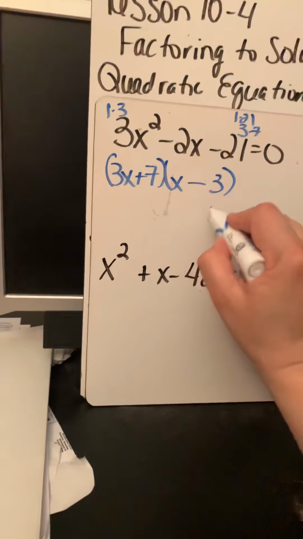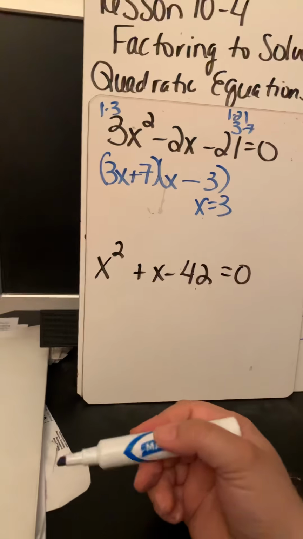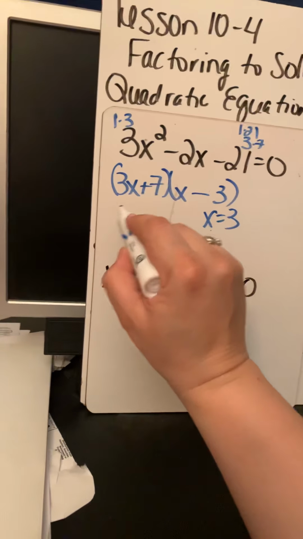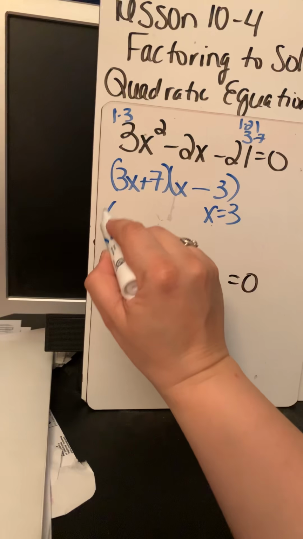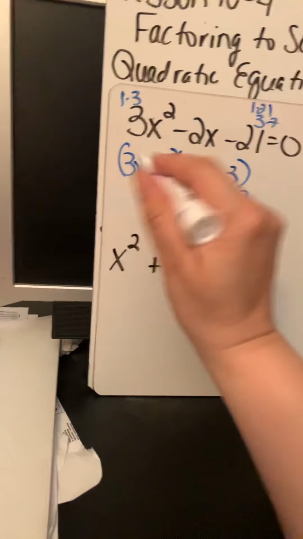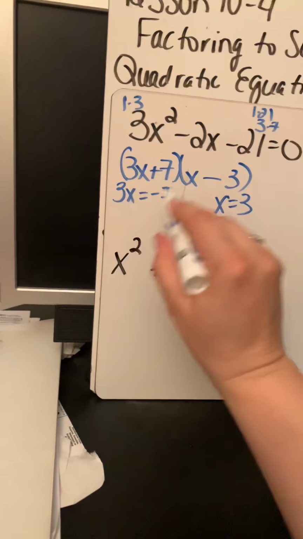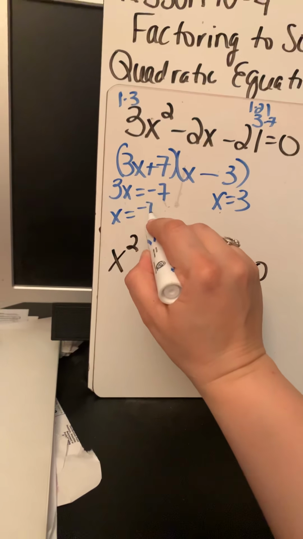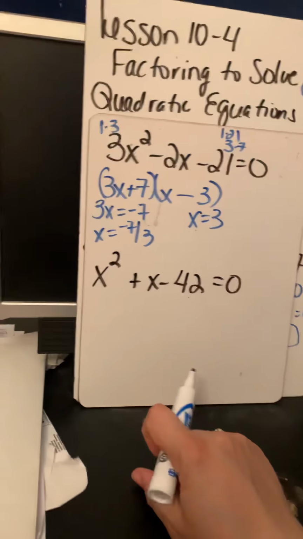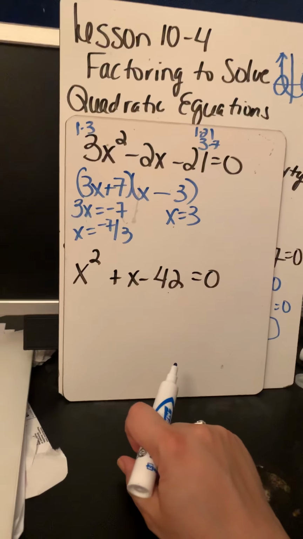So this one here, easy. Flip the sign on it. X equals 3. This one here, subtract your 7 over, divide by 3. I'm going to solve it out. 3x equals a negative 7. X equals a negative 7/3. Those are your two solutions.